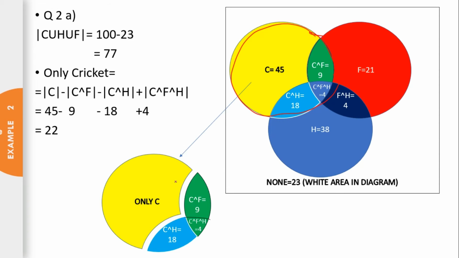So how we will separate out this yellow portion will be the sportsmen which are playing only the cricket. So we can say that this will be whole C minus this portion, that is C intersection H minus C intersection F. But while subtracting these portions, this portion is subtracted twice. We just have to subtract it only once, so we will add it one time. So our formula will become C minus C intersection H minus C intersection F plus C intersection F intersection H. By putting the values from previous, we will get 22 sportsmen are playing only cricket.